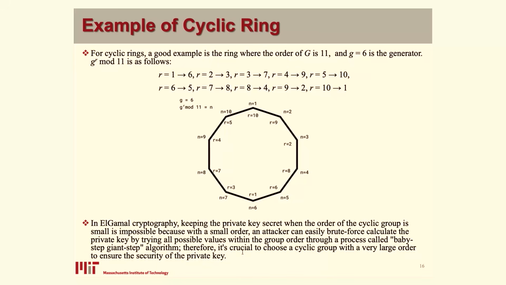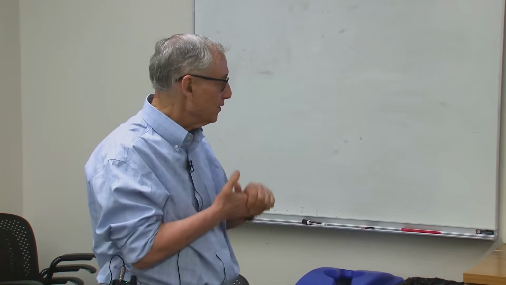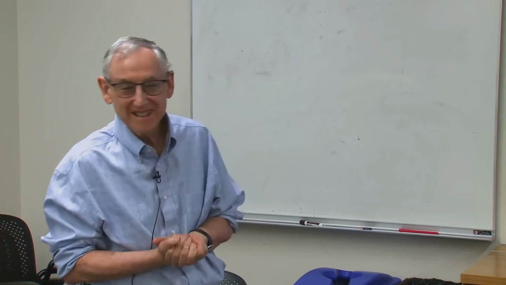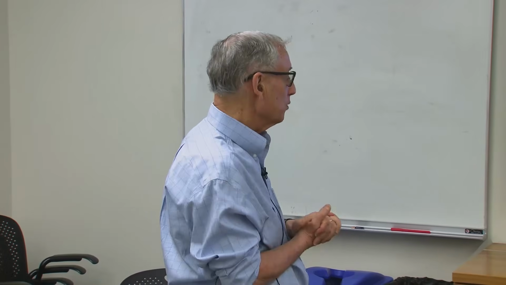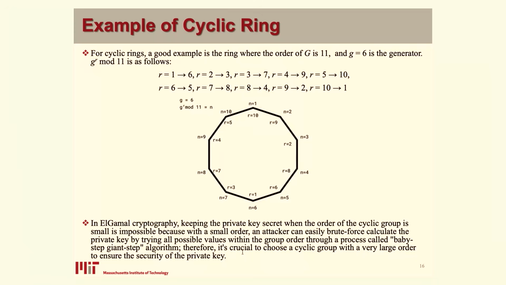what we're looking at, cryptography. Keeping the private key secret when the order of the cyclic group is small, so not so many elements, is impossible. An attacker could easily brute force calculate the private key by trying out all possible values within the group order, and that's called baby step, giant step. I don't know why. Sounds like someone on the moon. But anyway, so it's crucial that the cyclic group be a very large order, have a lot of elements.